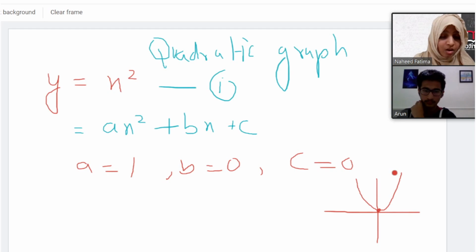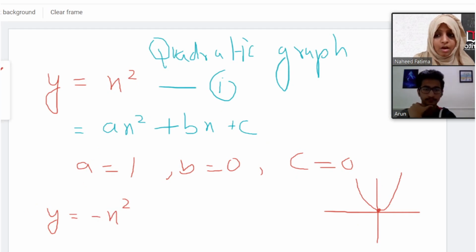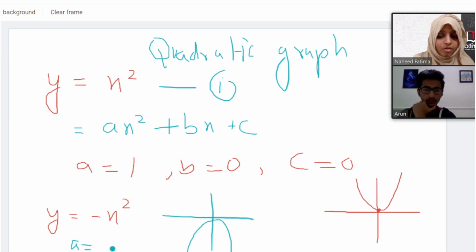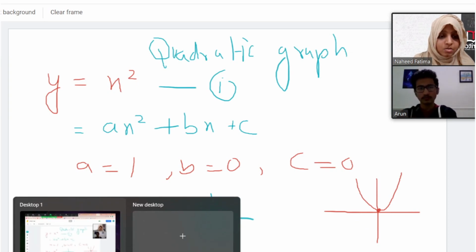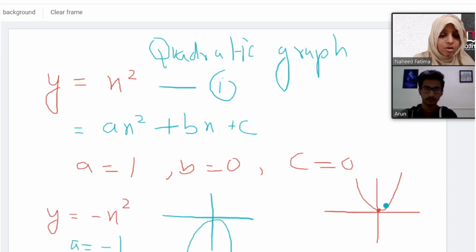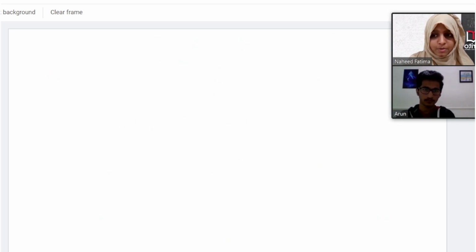If a's value is positive, the graph would open upwards. And if I suppose I have y is equal to minus x square, the graph would be something like this. The graph would open downwards because a's value is negative, because your a's value is -1. So that's the basic thing. Whenever you see a downward graph, that means the x square's coefficient is negative.